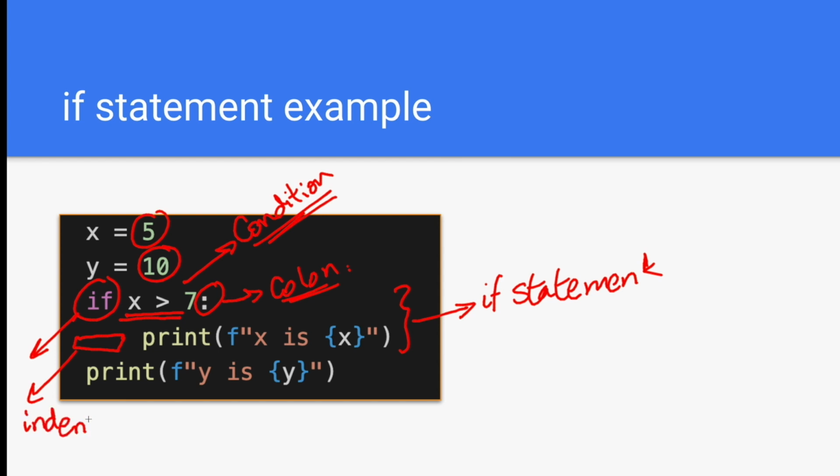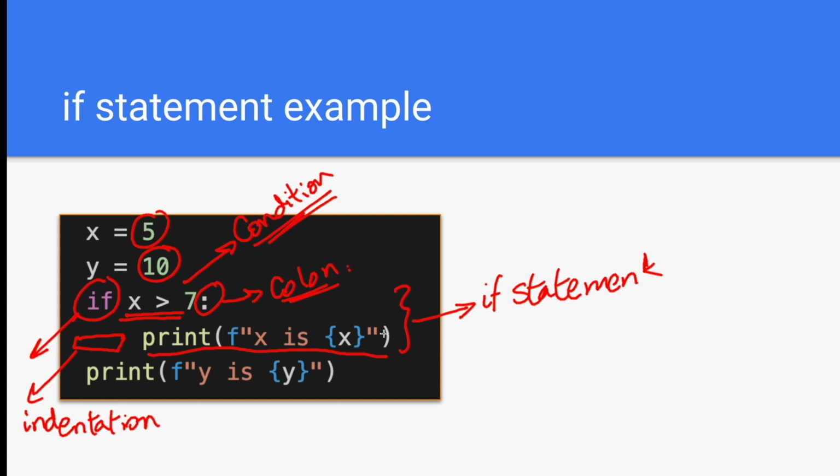Indentation. And then after the indentation, we have the statement that we want to execute if the condition is true. So let's go back to what the condition is. Condition is any expression that evaluates to true or false. And we talked about Boolean data types before, so I'm assuming you understand what true and false mean.